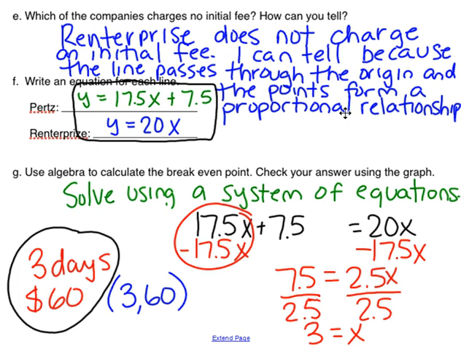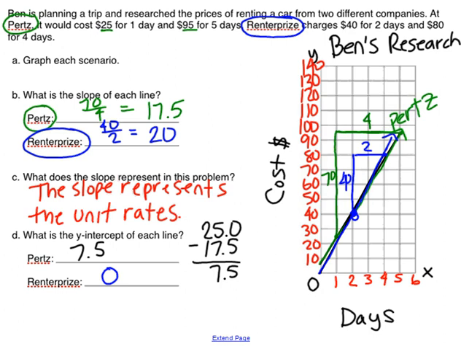It did want us to check it on the graph, so I'm going to go back to the graph. I know it's a little bit hard to tell because the lines are so close, but right here at 3 days, this is the point where they switch, and you can kind of see it. The blue line goes from being underneath the green one to being above it, and if we follow it across, we get to $60. So 3 days would cost $60.